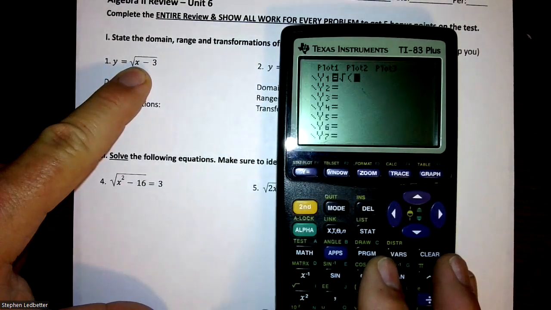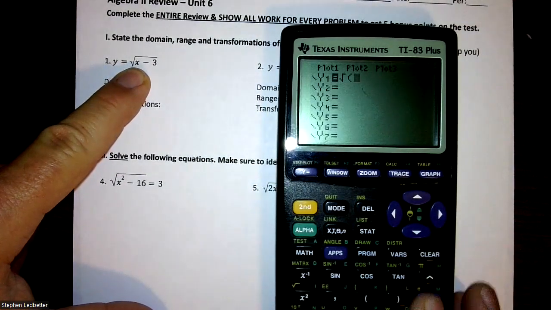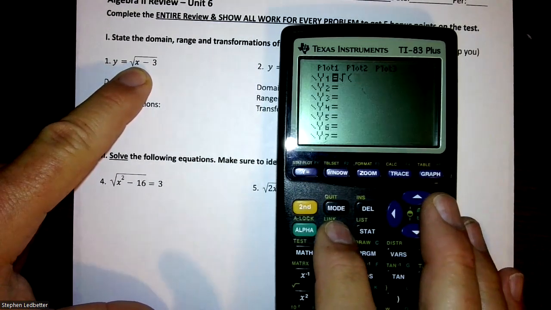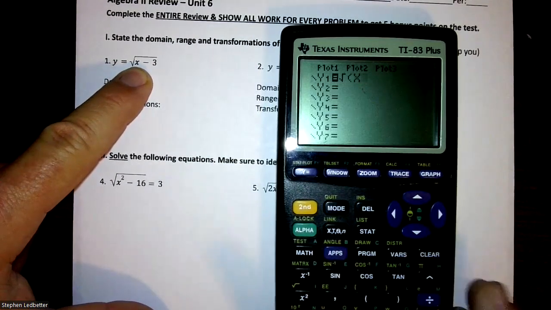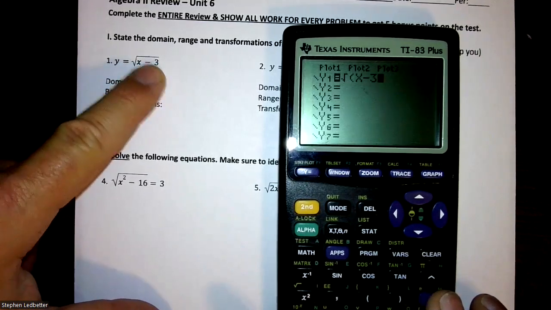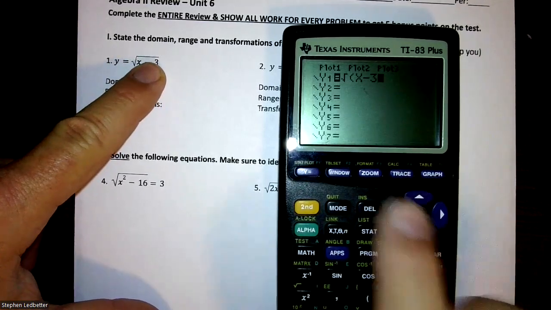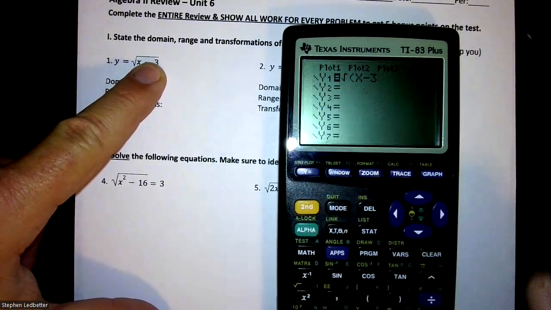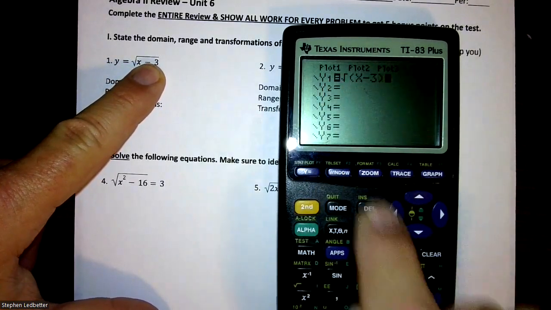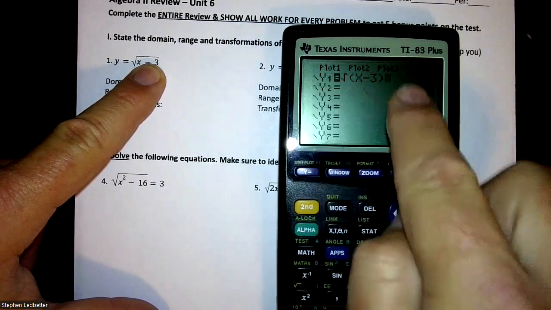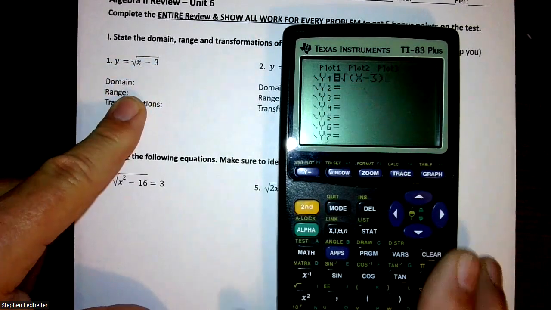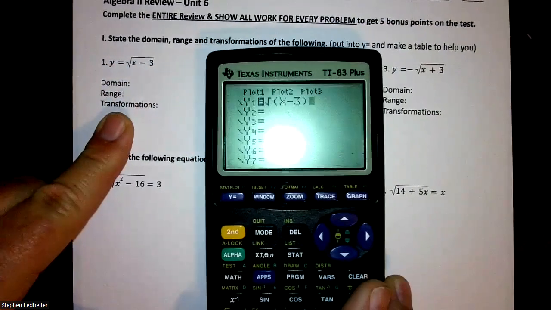Now I'm going to put this whole thing in here, and you have to do this correctly because if you don't, it'll mess up. I'm going to say X, the X button's right here, minus 3. Because I want to include the 3, since the 3 is under the radical, I'm going to close the parentheses. You see how it has 2 parentheses? Now I'm putting all this in there. Now I can hit graph and I can hit table.